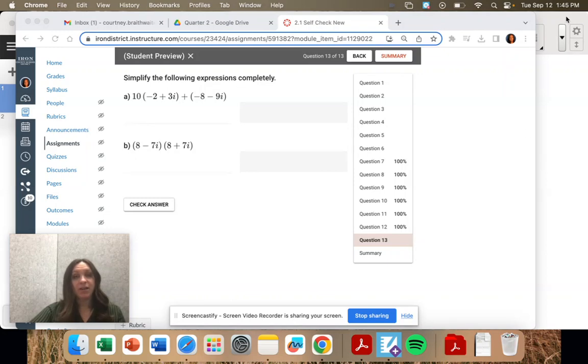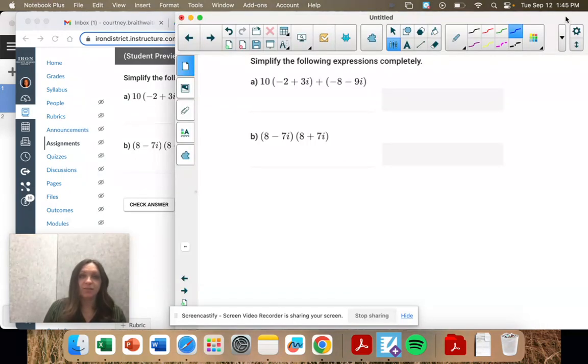Okay, last one. We have a couple operations in here we need to simplify. So part A is we're adding, but this 10 here, we have to multiply first. Remember order of operations? We have to multiply the 10, and then we're going to add. So I'm going to multiply the 10. I have negative, I'm going to write it up here.